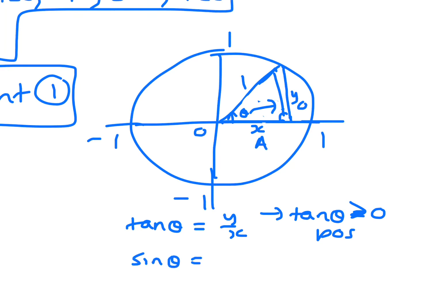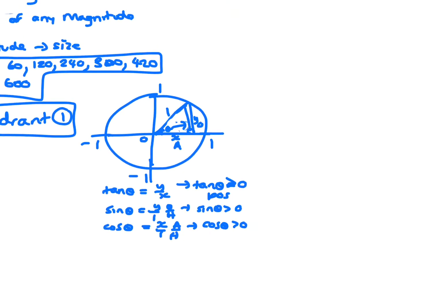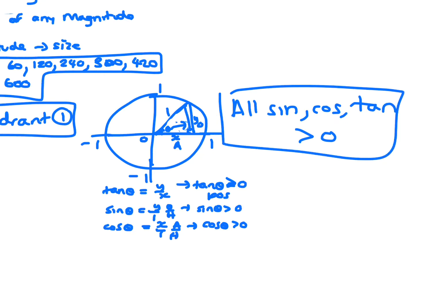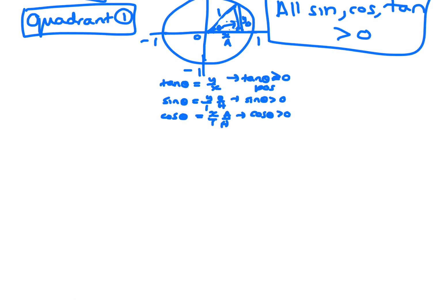If we look at sine theta, it is y over 1 because it's opposite on hypotenuse. So sine theta will be positive in quadrant 1. And cos theta is equal to x over 1, adjacent on hypotenuse, which is also positive in that quadrant. So in that first quadrant, sine, cos, and tan are all greater than 0. They're all positive.